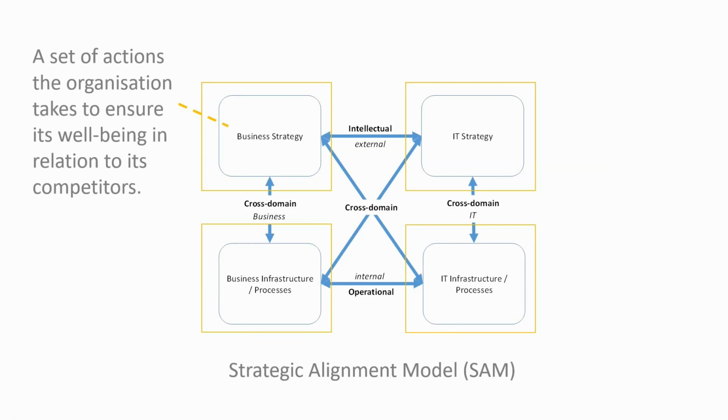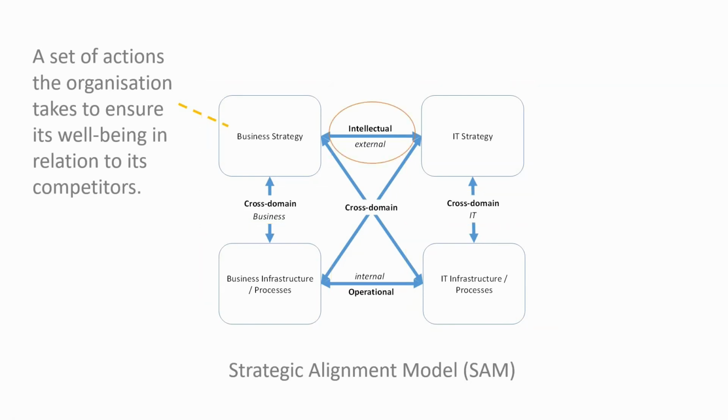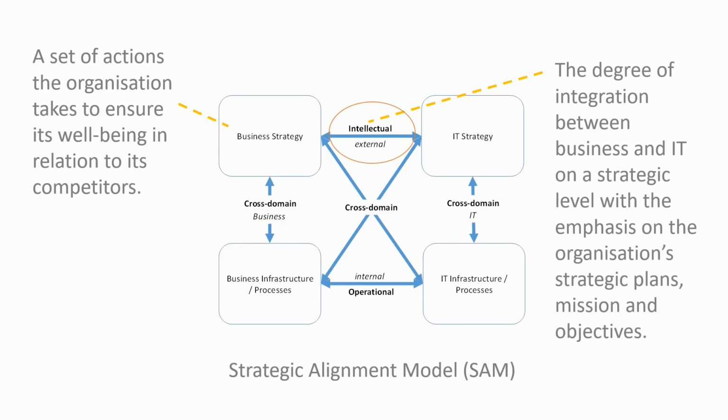Remember in the previous tutorial how I said you can spot a framework by checking if it has arrows? Well, these arrows represent the relationship between constructs. For instance, the relationship between construct business strategy and construct IT strategy is called intellectual alignment. Intellectual alignment refers to the degree of integration between business and IT strategy on a strategic level, with the emphasis on the organization's strategic plans, mission, and objectives. Do this for every construct and relationship. Now, of course, not every framework uses arrows to indicate relationships, but it is a pretty common way to show it.